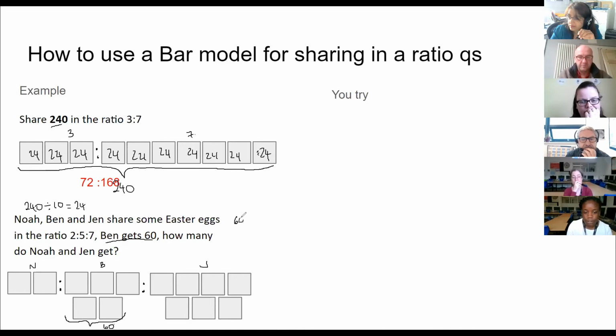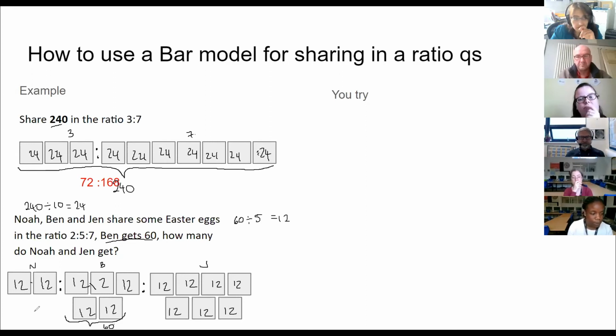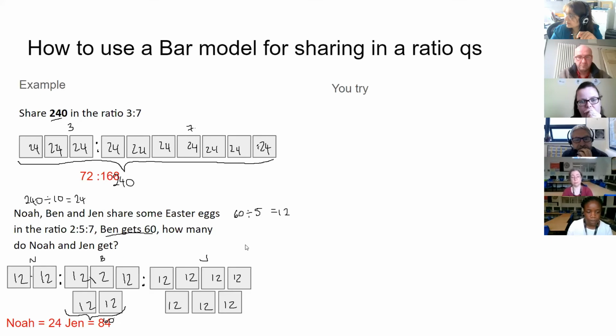So therefore, if that section only represents 60, then I need to split 60 into 5 boxes. So that helps students to see that we're doing that type of calculation, 60 divided by 5, which is 12, and then get them to write 12 in every box. Lovely, so Noah, he gets 24, and then Jen gets 84. So that's the solution there.